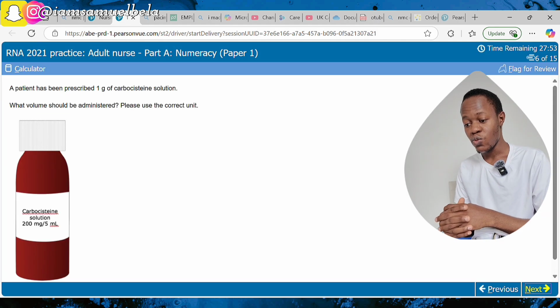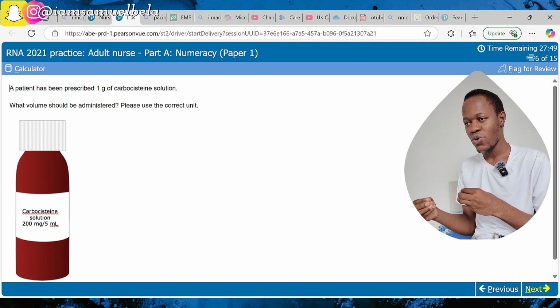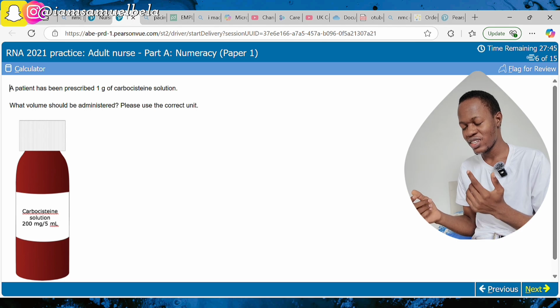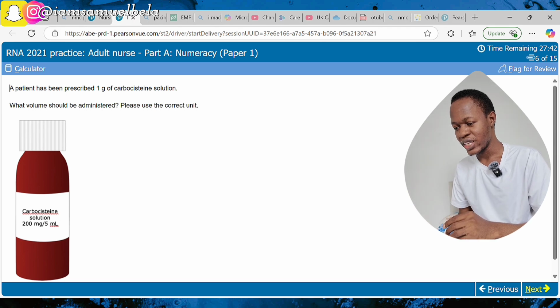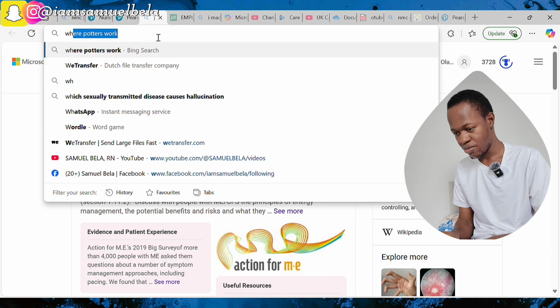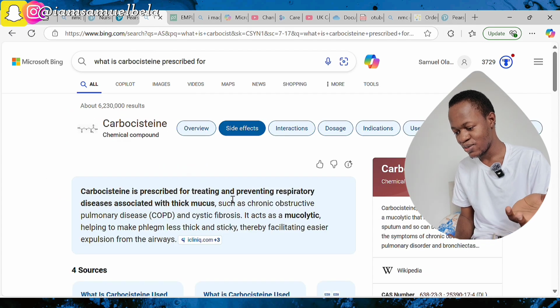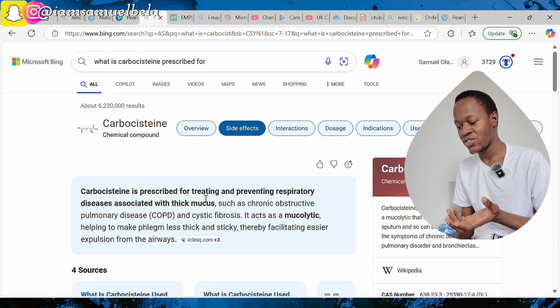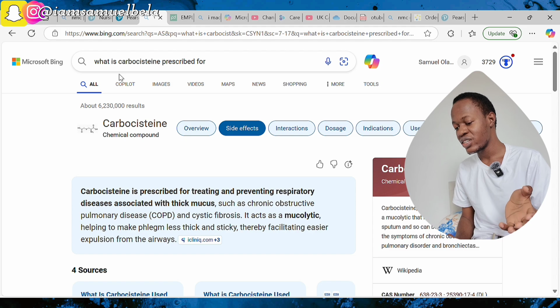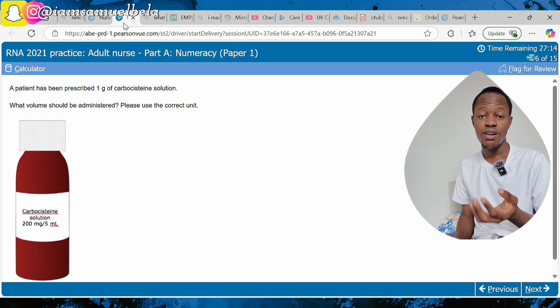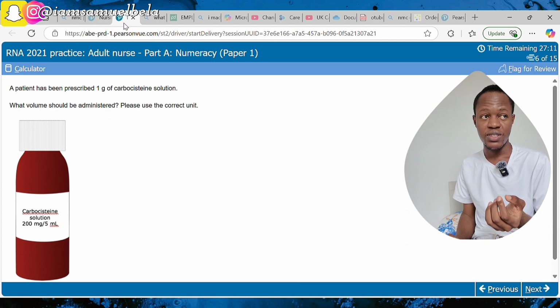A patient has been prescribed 1 gram of carbocysteine solution. I can't really remember what carbocysteine is for, so let me search quickly. What is carbocysteine prescribed for? Yes, it is prescribed for treating and preventing respiratory diseases associated with thick mucus. So people with pulmonary diseases such as COPD, or people that generally produce thick mucus, are prescribed carbocysteine and it helps them get better.